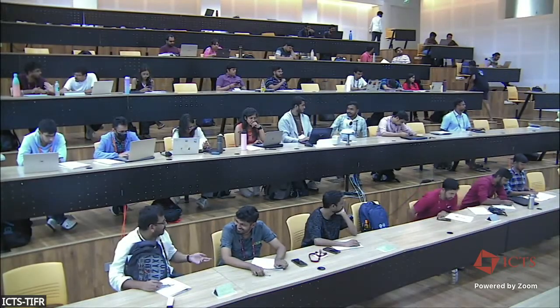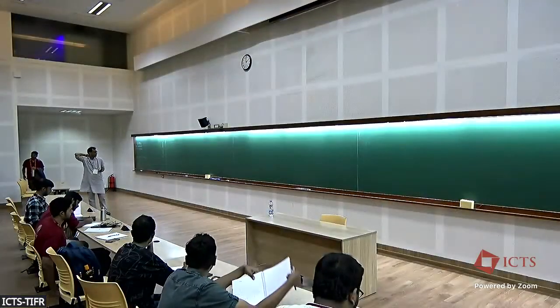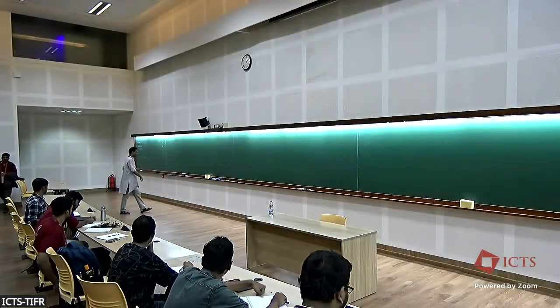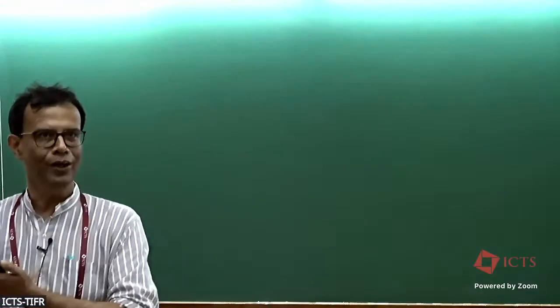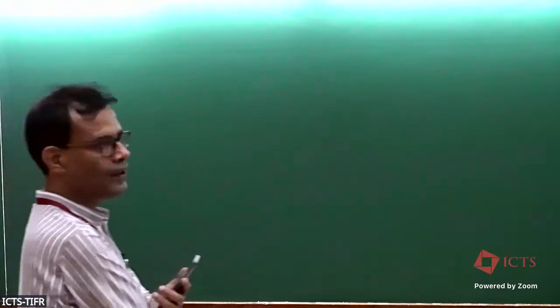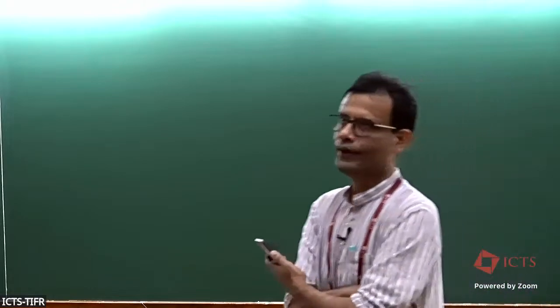Okay, welcome back. So let's start the next lecture. In the last lecture, we were talking about halos. In particular, we calculated what is known as the mass function. That is the number of halos per unit co-moving volume per unit mass range.